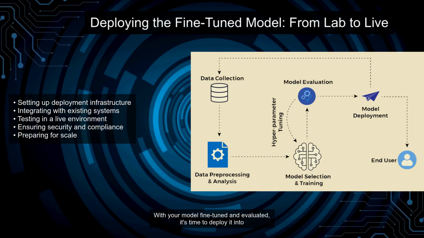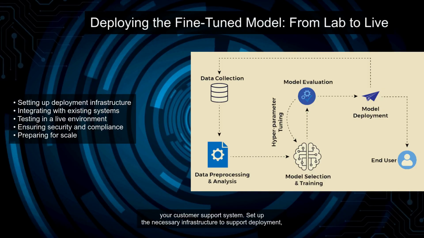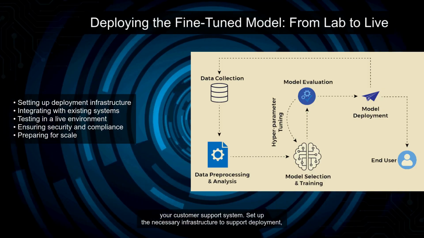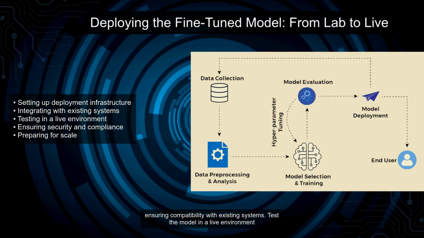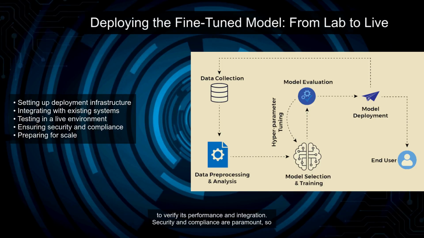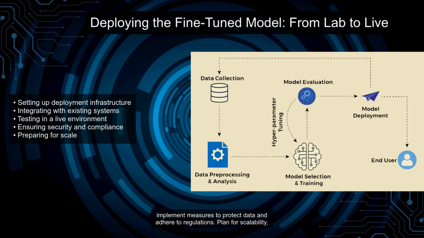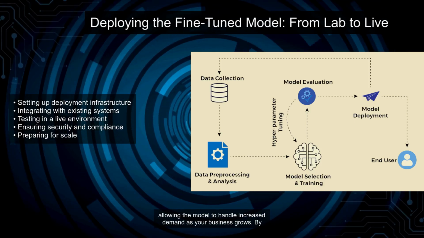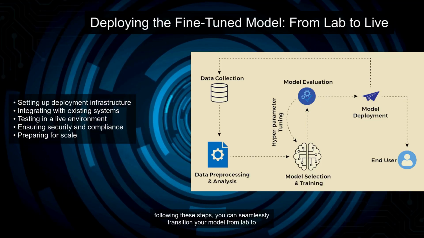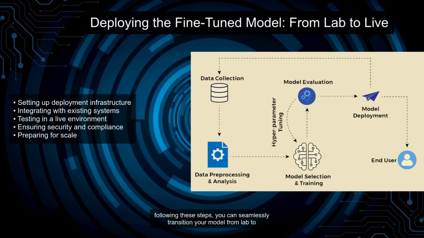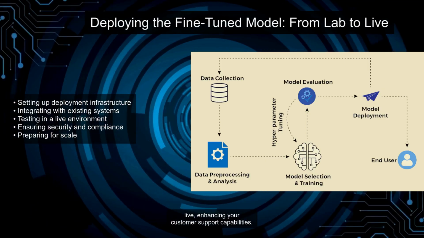With your model fine-tuned and evaluated, it's time to deploy it into your customer support system. Set up the necessary infrastructure to support deployment, ensuring compatibility with existing systems. Test the model in a live environment to verify its performance and integration. Security and compliance are paramount, so implement measures to protect data and adhere to regulations. Plan for scalability, allowing the model to handle increased demand as your business grows. By following these steps, you can seamlessly transition your model from lab to live, enhancing your customer support capabilities.